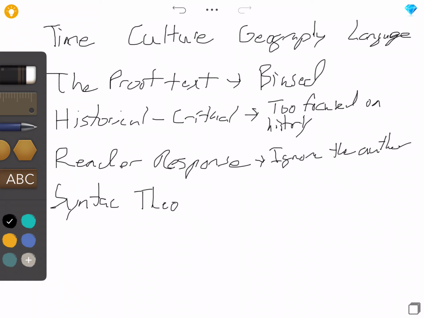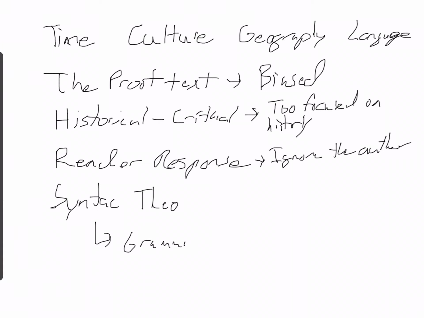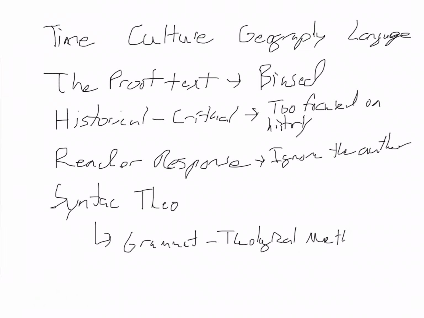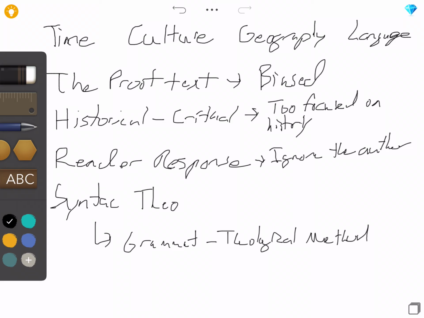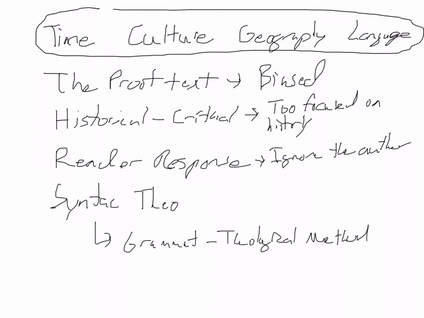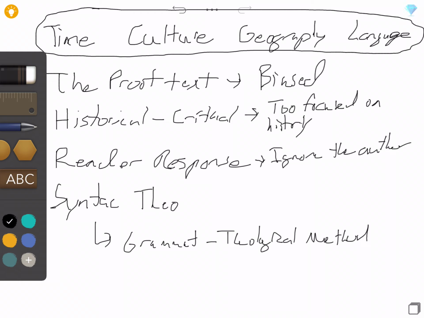The syntactical theological method, also known as the grammato-theological method, attempts to take all four of the distances we have to navigate to overcome our lack of understanding of the context of the text, by putting an equal weight on the historical context as well as the language of the text.